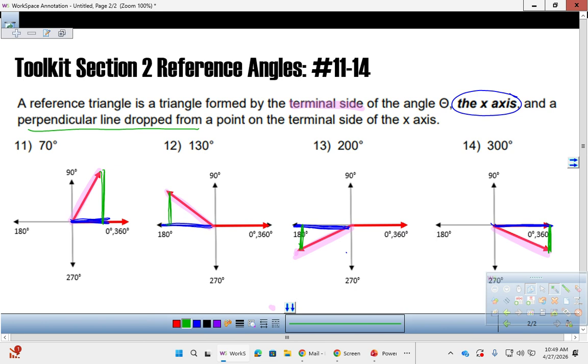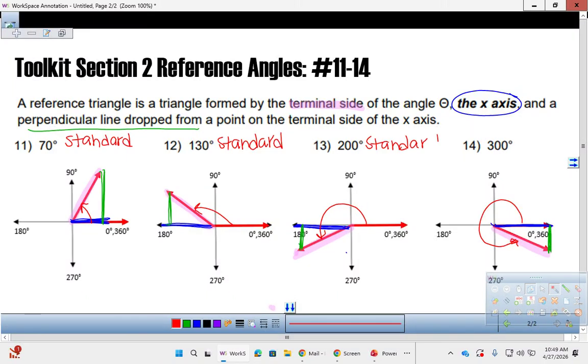We know that the standard angle is from the start to the red line. So for all of these, we know that red angle. That's what we graphed. All right, so the red line is called the standard angle. So the 70 degree is my red line. That's my standard angle. What we're looking to find is called a reference angle.